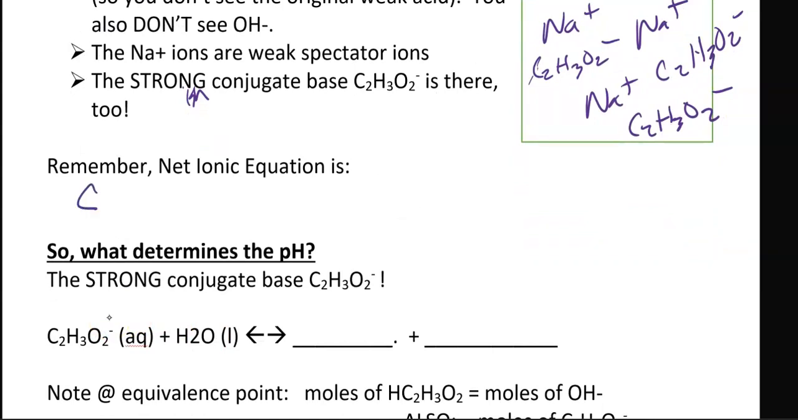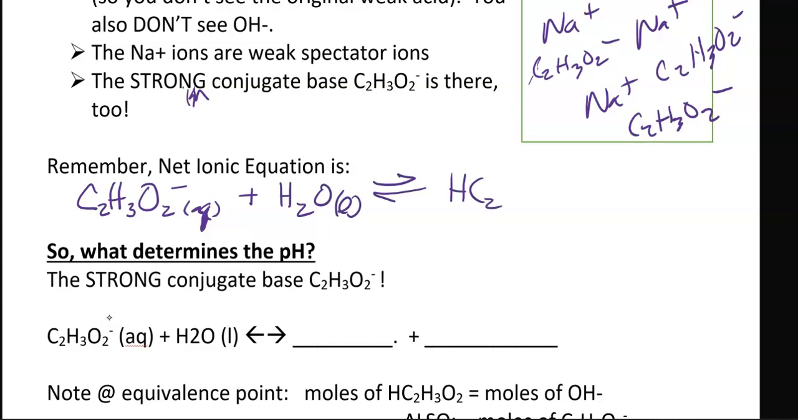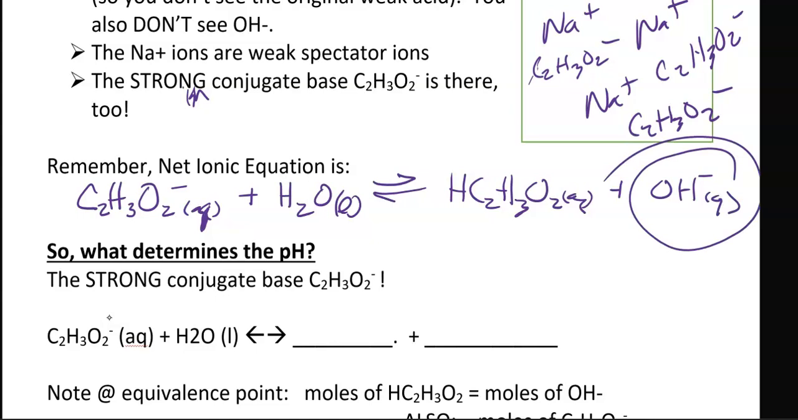So what's the net ionic equation? What's going on right now? Well, sodium is a weak spectator ion, so I'm going to ignore that ion. It's not going to do anything. But that strong-ish conjugate base could possibly react with the water that's in solution. And perhaps we could produce a little bit of weak acid. Not so important right now. But more importantly, I'm going to have some hydroxide ion that I've produced. So that's where I really want to focus, right here.